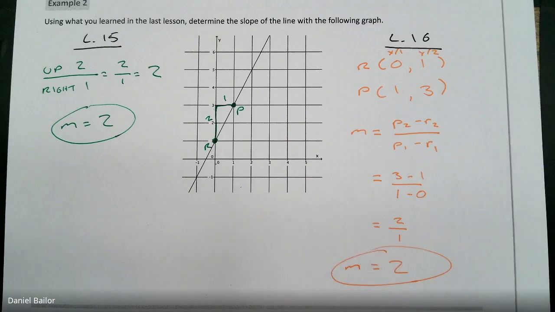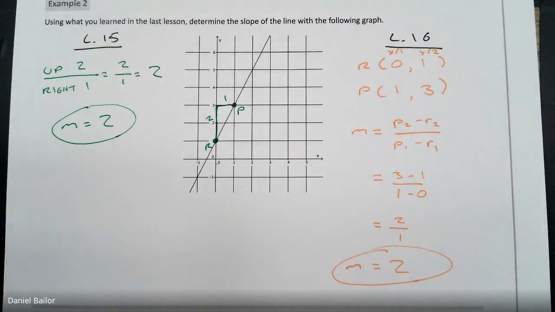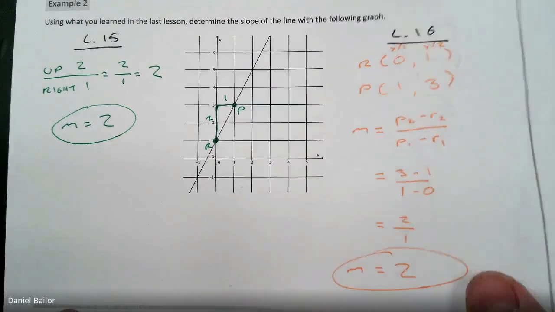The slope is 2. You can see that this is valuable. Lesson 16 is useful if you just do not have the graph. Lesson 16 is useful to check lesson 15. Let's do one more example. Here we go.